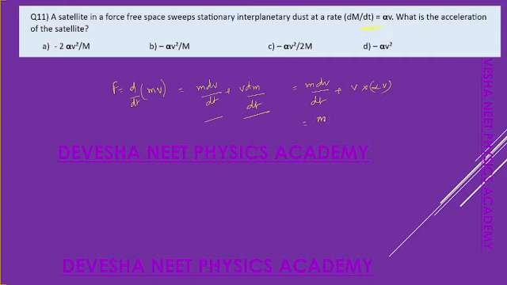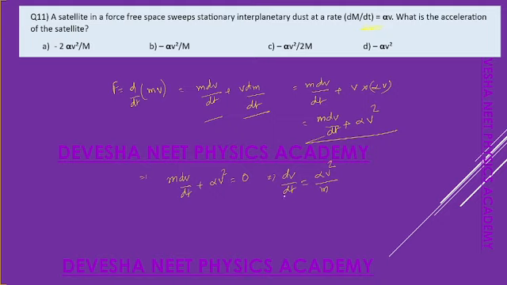This is equal to m dv by dt plus alpha b square. Okay, alpha b square. So we know that m dv by dt plus this is equal to 0, right? So it means m dv by dt plus alpha b square is equal to 0. Okay? It means dv by dt is equal to alpha b square by m.